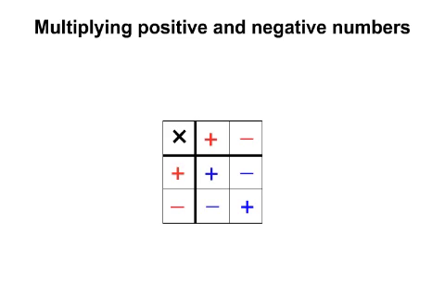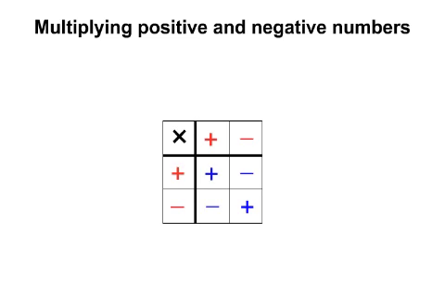So for instance, if I multiply a plus by a plus, I trace down from the plus in the top row and I trace across from the plus in the left hand column. Where they intersect is my answer. In other words, a plus times a plus is a plus, shown in blue.